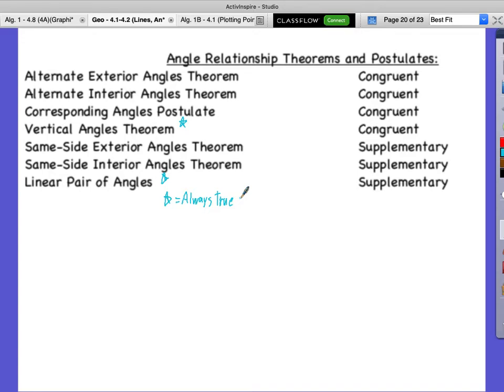Alyssa. Oh, are we going to have to remember which ones are postulates and which ones are theorems? I'm not going to be too strict on that. I don't really think it's terribly important for you guys to remember the postulate versus the theorem, okay? The reason why there are postulates and theorems, okay? Corresponding angles postulate, that was the first one we were given of the new 5.